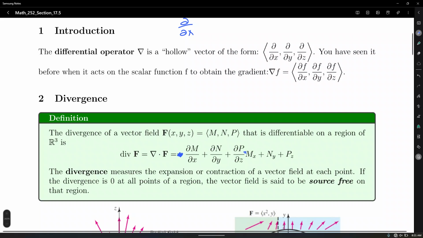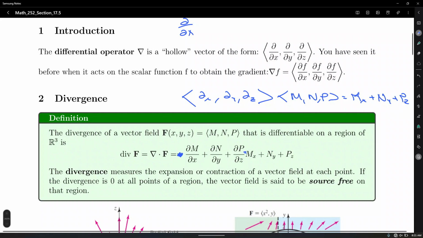So, in this case, you take the dot product between partial with respect to x, partial with respect to y, and partial with respect to z, dotted with the components M, N, and P of a vector field. Take the partial of M with respect to x plus the partial of N with respect to y plus the partial of P with respect to z, which is what we have here. That looks a lot like a scalar. Do you see vector notation there? No, it's not a vector, it's a scalar. Yes, we're going to take a bunch of partial derivatives, but in the end, what does that mean? What does the divergence mean?